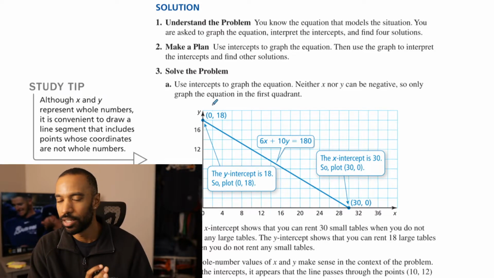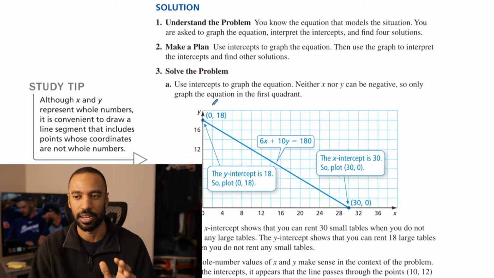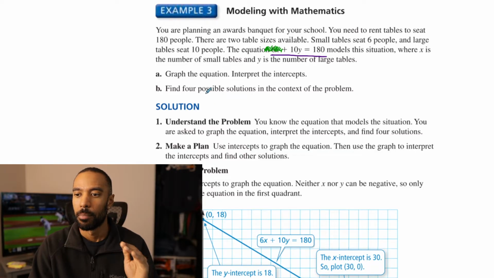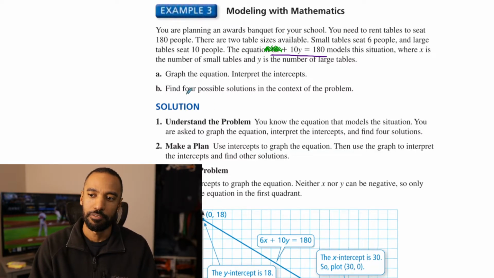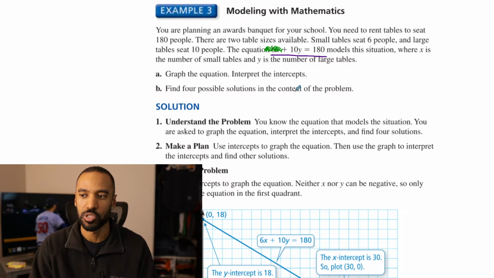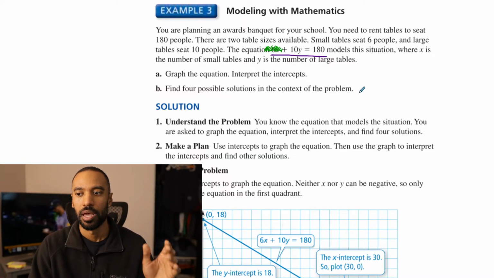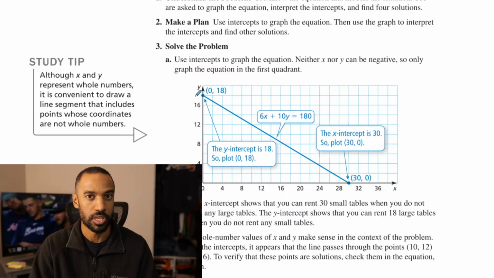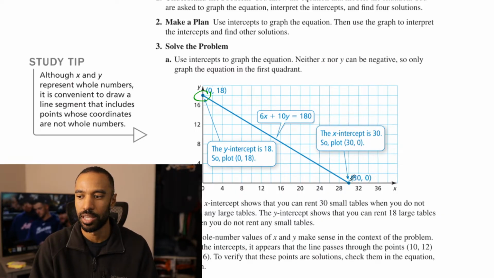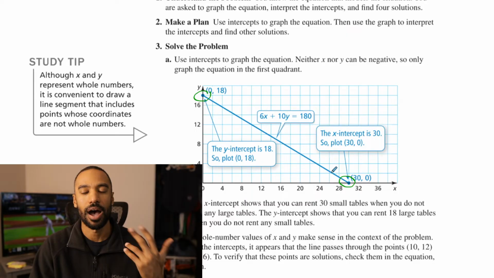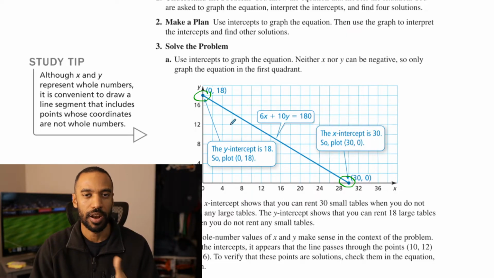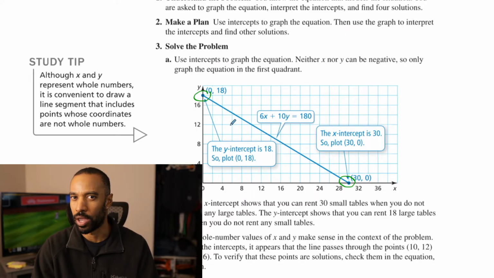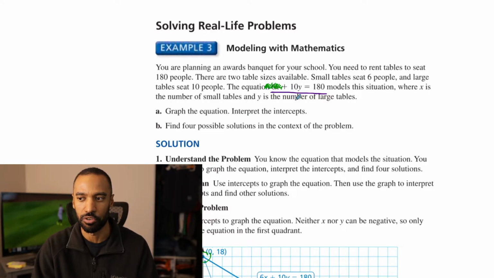If you have 10 large tables, how many small tables would you need? That kind of stuff. And maybe they ask that. I don't know. But there's a situation. Part B, here it is. Find 4 possible solutions in the context of the problem. Okay, besides the 2 that you found, and remember, solutions are points that are on this line. This is a solution. This is a solution. Let's find 4 others. Substitute values for x, get values out for y, or the other way around. It's up to you because we're out of standard form right now.